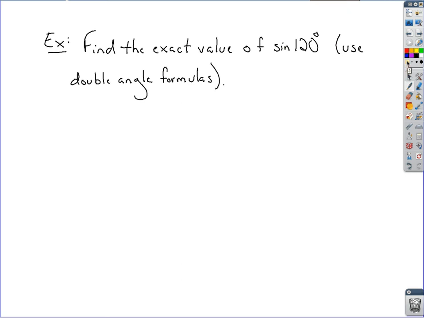All right, if we're going to find the exact value of the sine of 120, and we have to use a double angle formula, what I would do for starters, since it's sine, maybe I'd write out the formula as a point of reference for a double angle sine. It would be the sine of 2x equals 2 sine of x cosine of x.